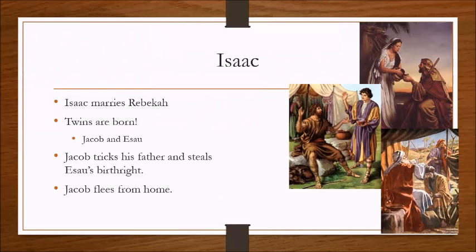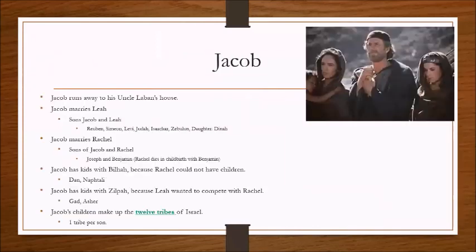And Jacob is going to flee because he feels guilty about what he did, and there's all different things like that. Now, Jacob is going to run away, and he's going to have a bunch of children with two different women, and they are going to be basically the founders of the 12 tribes of Israel, all of his different sons that he's going to have.